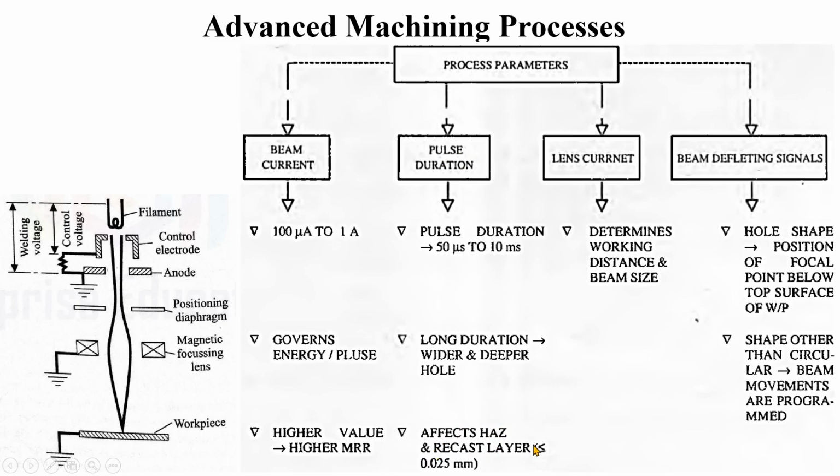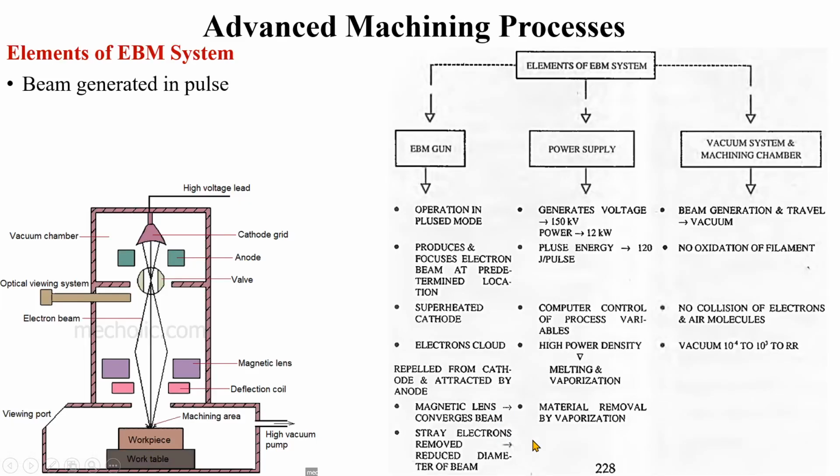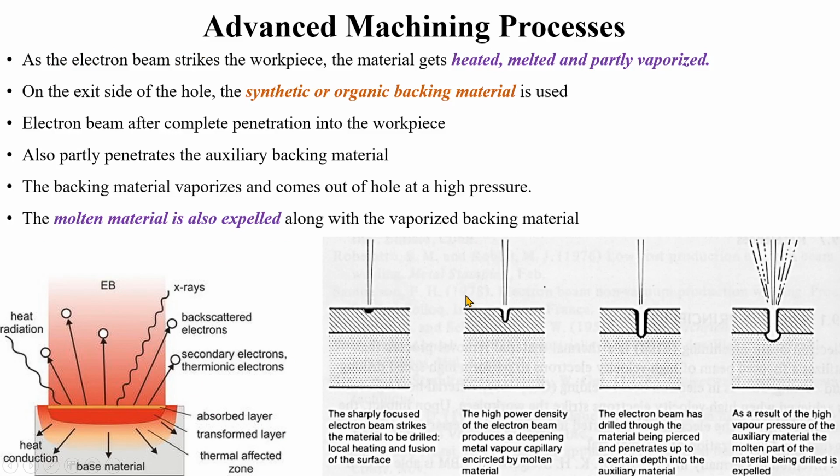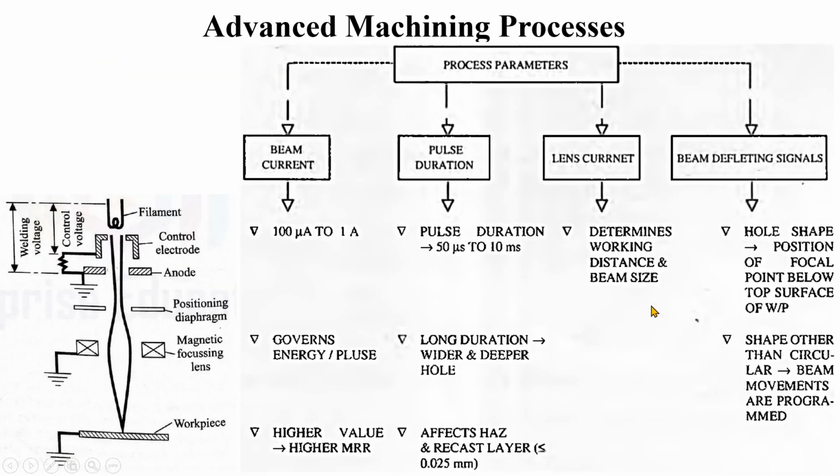Similarly, the recast layer. Here the recast layer is nothing but a layer that is formed because of the solidification of the molten material. Because of the electron beam, the material gets melted, and some of the molten metal will get solidified onto the surface of the hole. This becomes the recast layer. So a higher pulse duration can affect the recast layer thickness also. This will be less than or equal to 0.025 mm.